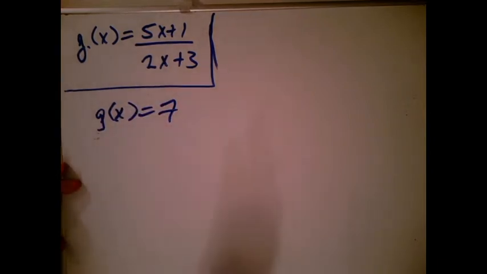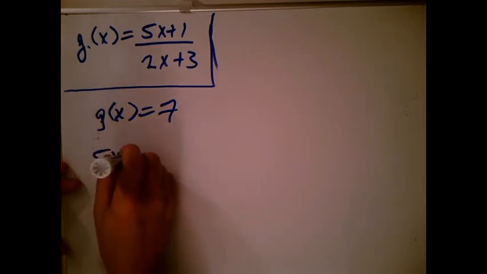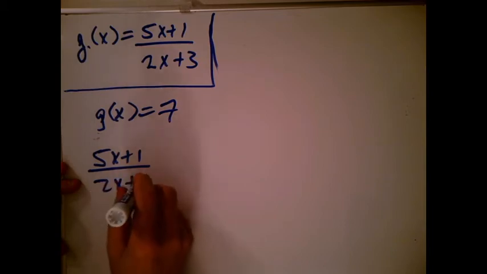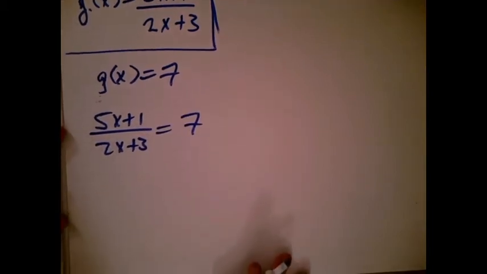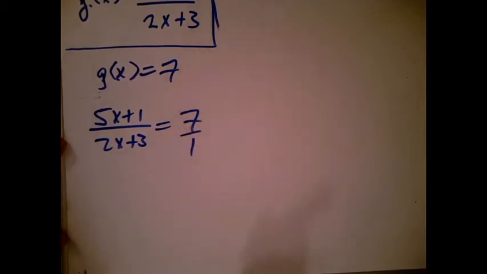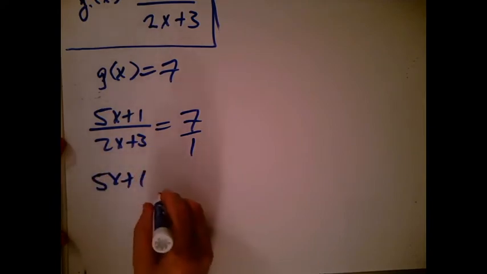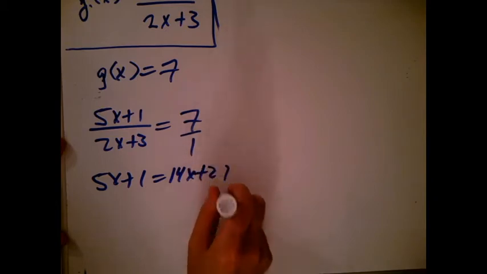So the first thing I'm going to do is set g of x equals 7. I have our little formula for g of x, so I'm going to write it down. I'm going to write 5x plus 1 over 2x plus 3 equals 7. We want to solve this the way we would in an algebra class. So usually I'll just put a 1 down here and cross multiply.